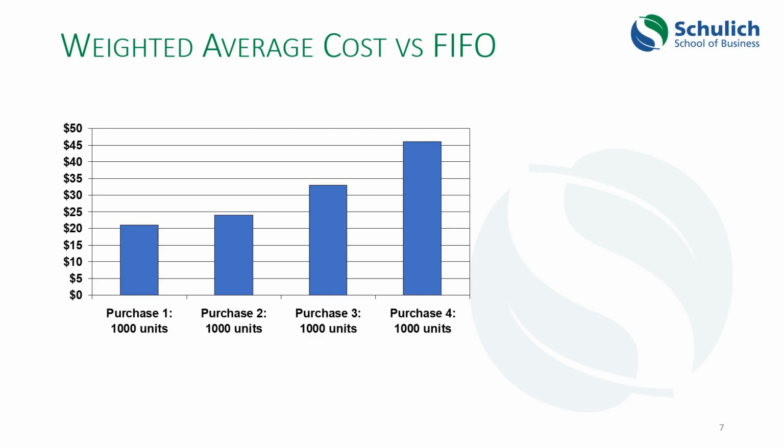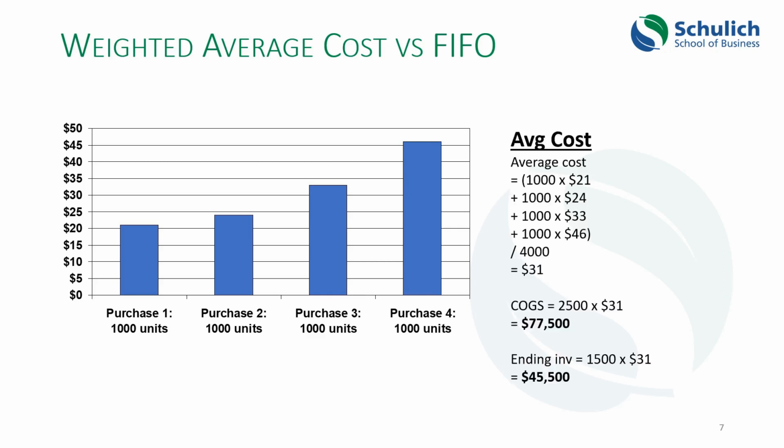The first time we purchased units was at $21 a piece. The second time was at $24 a piece. The third time at $33 a piece. And the fourth purchase was at $46 a piece. So prices are rising. What is the impact of using weighted average cost versus FIFO? Let's calculate average cost first.